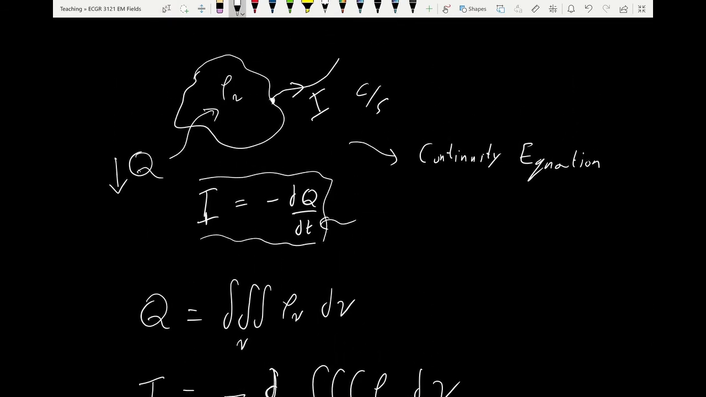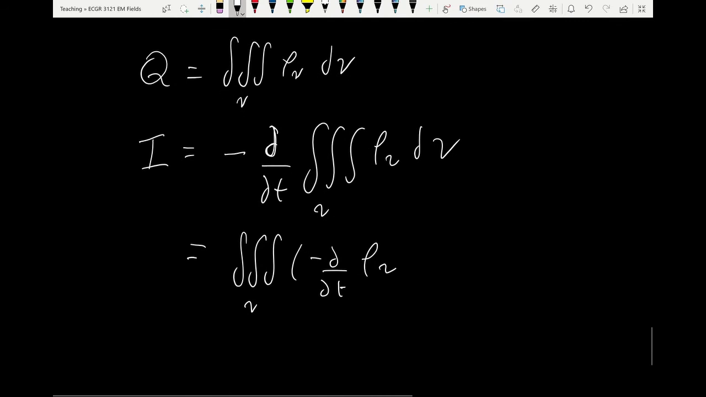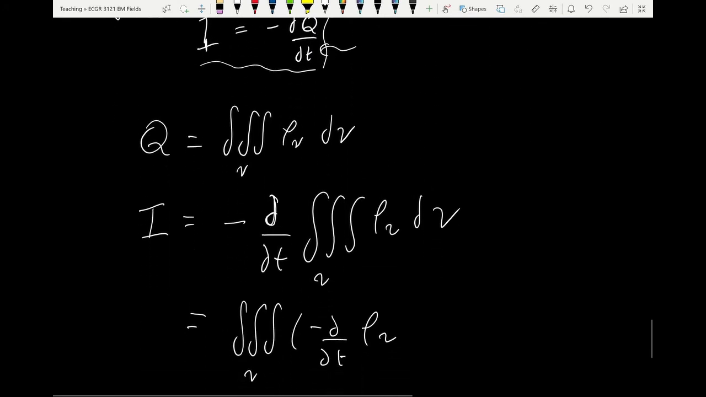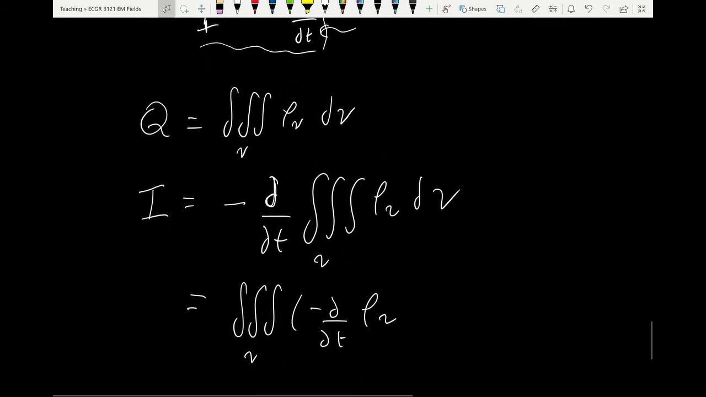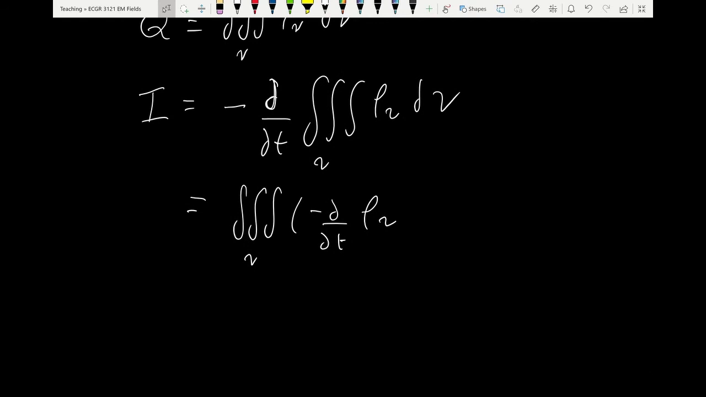Anyway, this is because Q is a function of one variable, Q is only a function of t, right? Here, rho v is a function of t and of the point in space. So this is a function of t and space. Hence, we do a partial derivative. This is an ordinary derivative, so this gives you an ordinary differential equation, while this gives you a partial differential equation. So this becomes a partial derivative because rho v is a function of time and space, dv. Okay, and this is I.